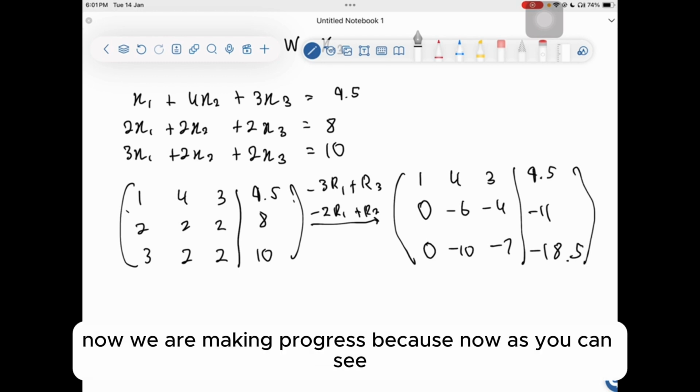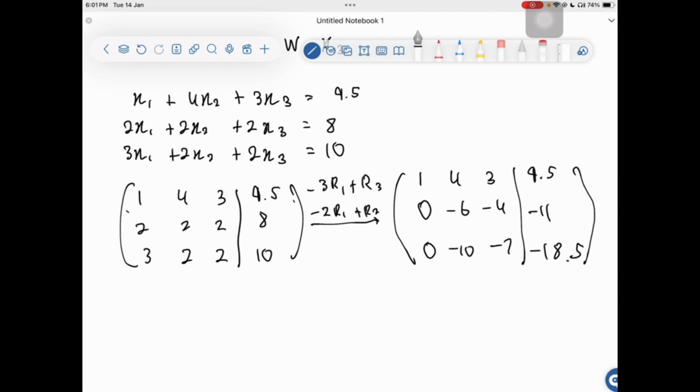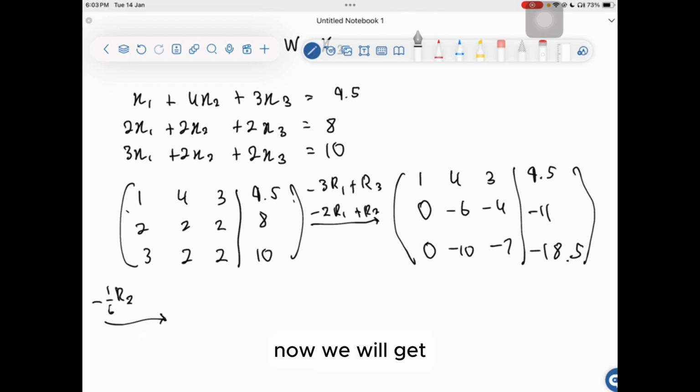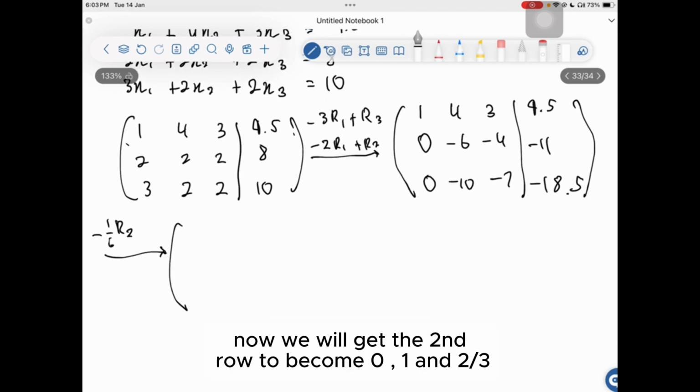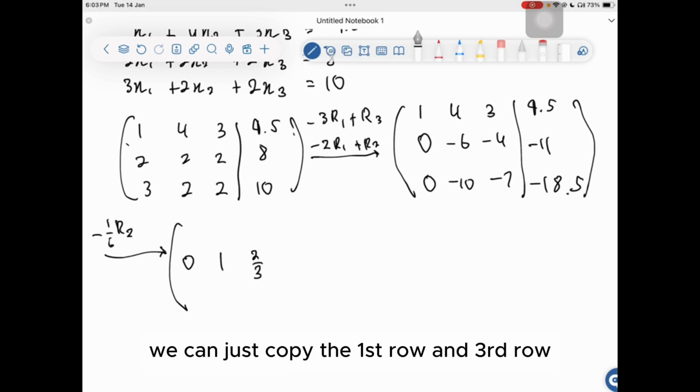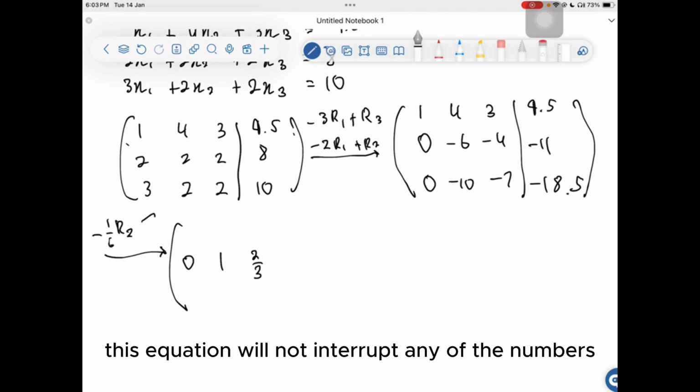Well, now we are making progress because now, as you can see, this column has already turned 0. So the next step is we need to multiply by negative 1 over 6 with the second row. And we will get the second row to become 1, 0, 1, and 2 over 3. We can just copy the first row and the third row because this equation will not interrupt any of the numbers.